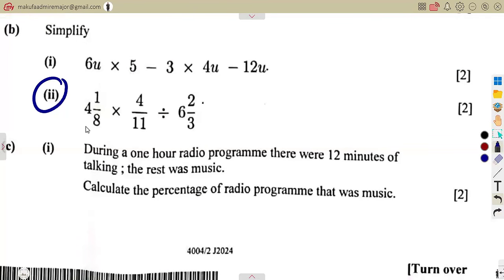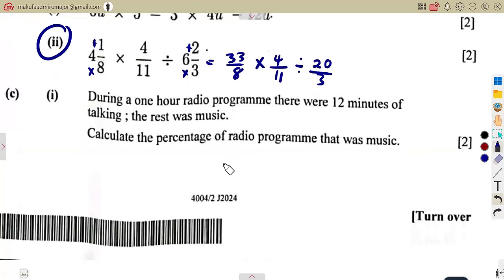Item 2, just convert this, multiply, add. So it's going to be 4 times 8, which is 32, plus 1, which is 33. So this will be 33 over 8 times 4 over 11. Remember your division. So it's going to be divided, 2 multiply again, then add, 18 plus 2, which is 20 over 3. Okay. With the multiplication, we can multiply, yes, which is fine, but let's just get rid of the division.